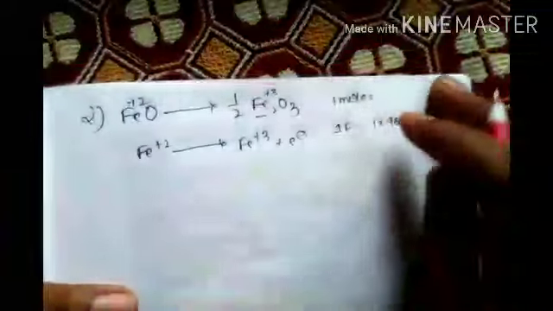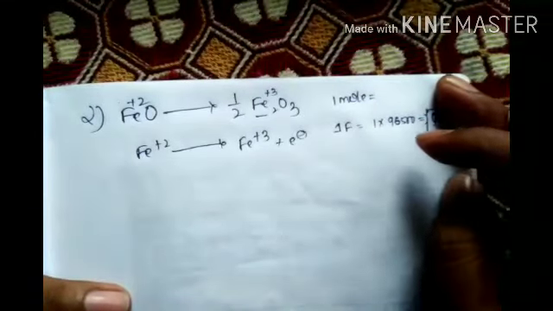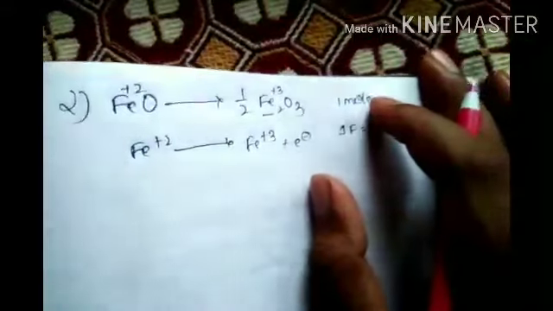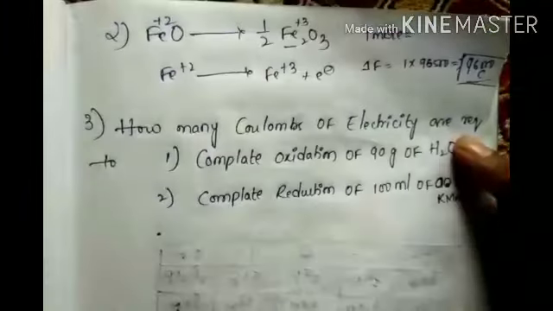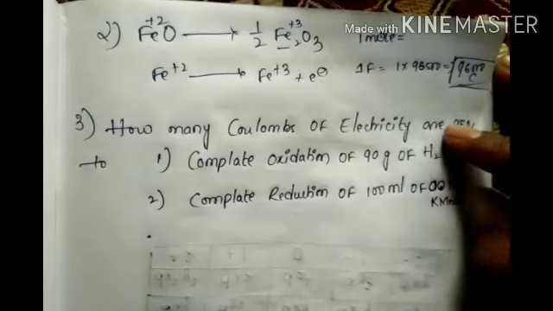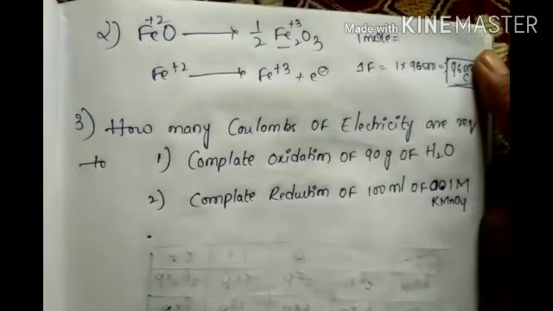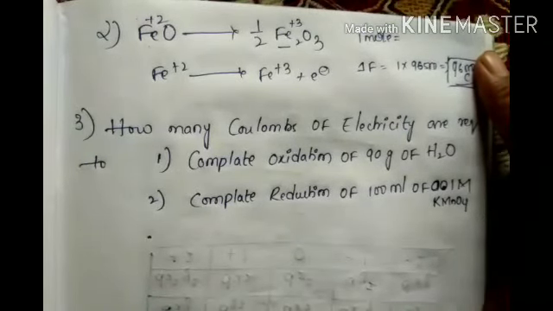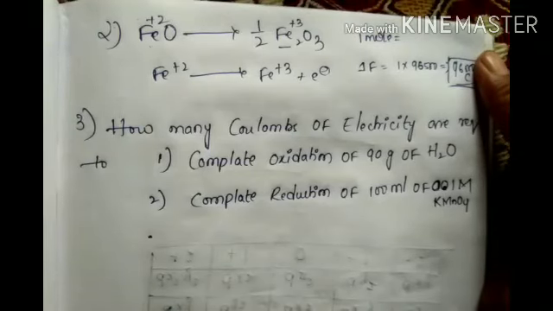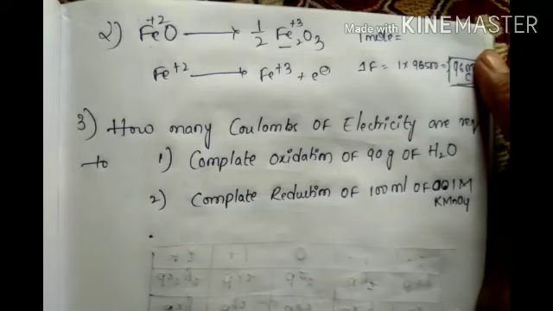Okay. This is the way of doing problems. Next: how many coulombs of electricity are required to complete the oxidation of 90 grams of H2O, and complete the reduction of 100 ml of 0.1 molar KMnO4 solution? So how many moles are required here, and how many coulombs of electricity?